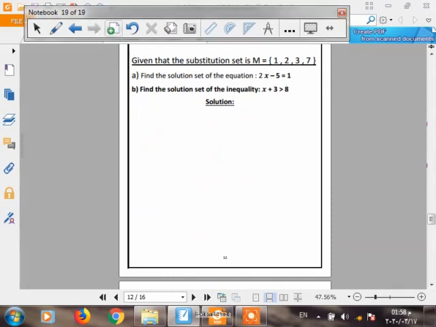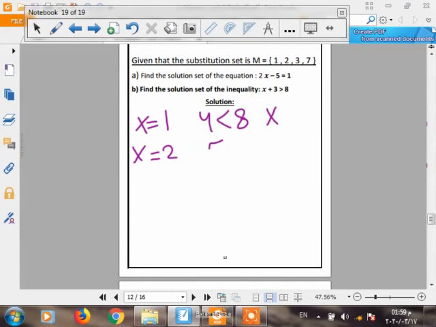We solve the inequality. Find the solution set of the inequality x plus 3 greater than 8. Let's check if x equals 1. 1 plus 3 equals 4. 4 is less than 8. It cannot be in the solution set. If x equals 2, 2 plus 3 equals 5. 5 is less than 8. It's not greater than 8.